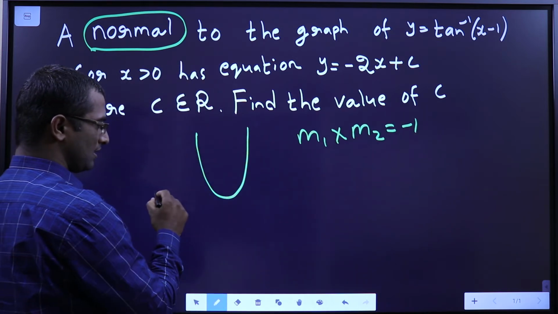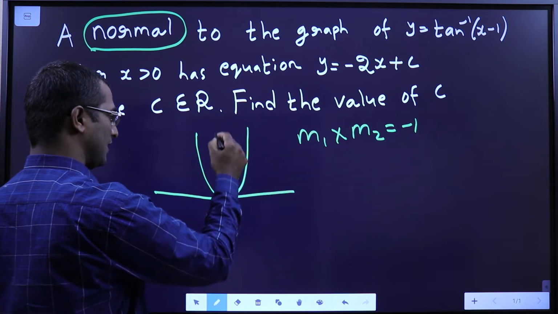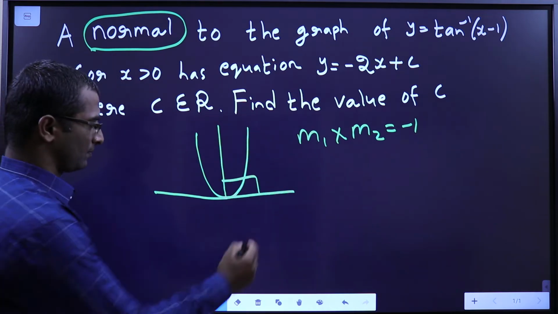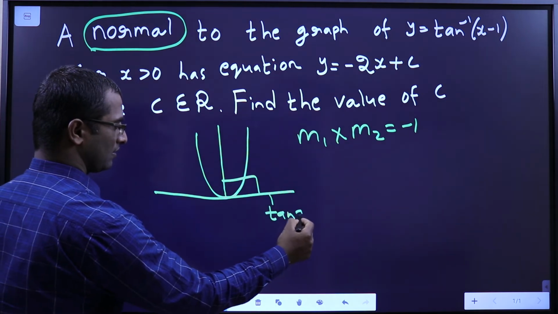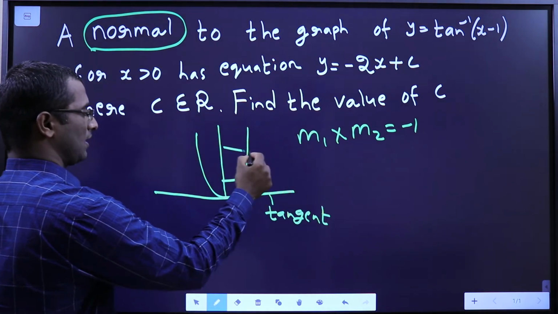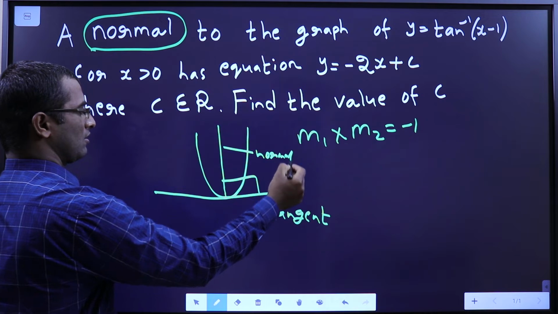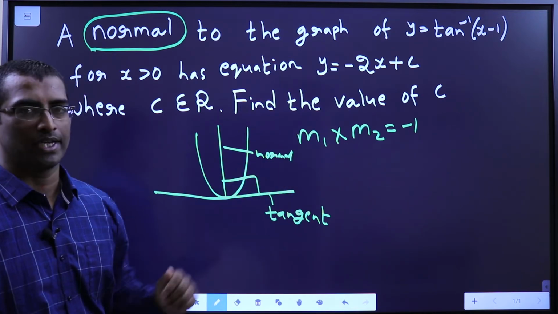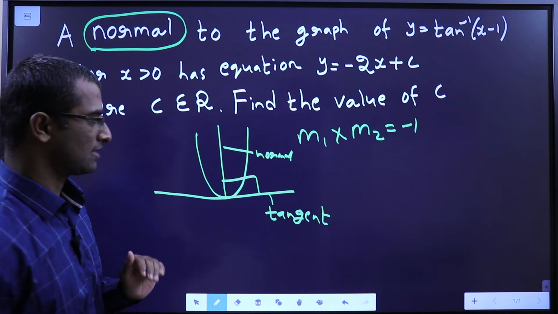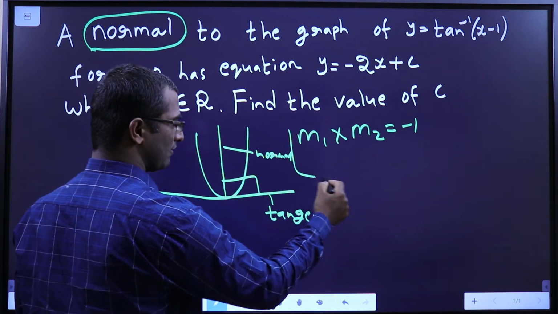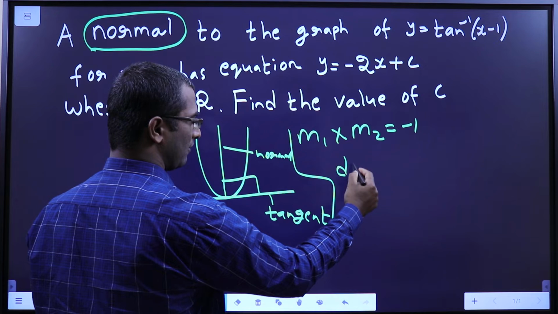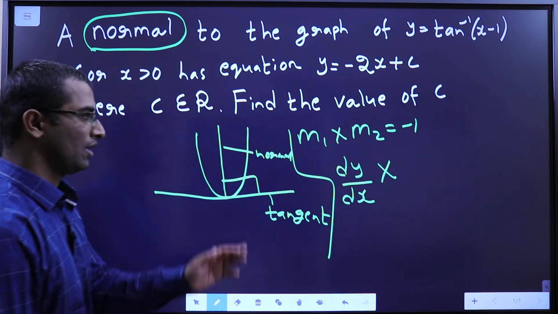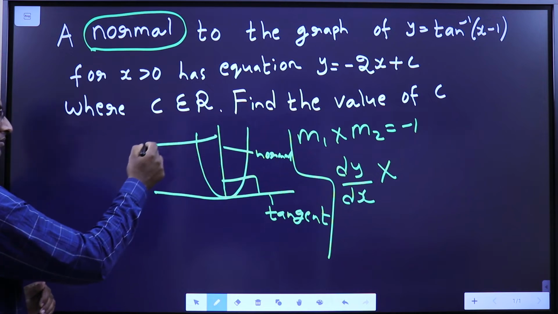Why do we need to go with this? This is a curve, this is the tangent, this is the normal. These two are always perpendicular. So whenever two lines are perpendicular, I should always go with this formula. Okay, so far. Next, m1 is the slope of the tangent, which I can get by differentiating the curve equation, into m2, the slope of the normal.